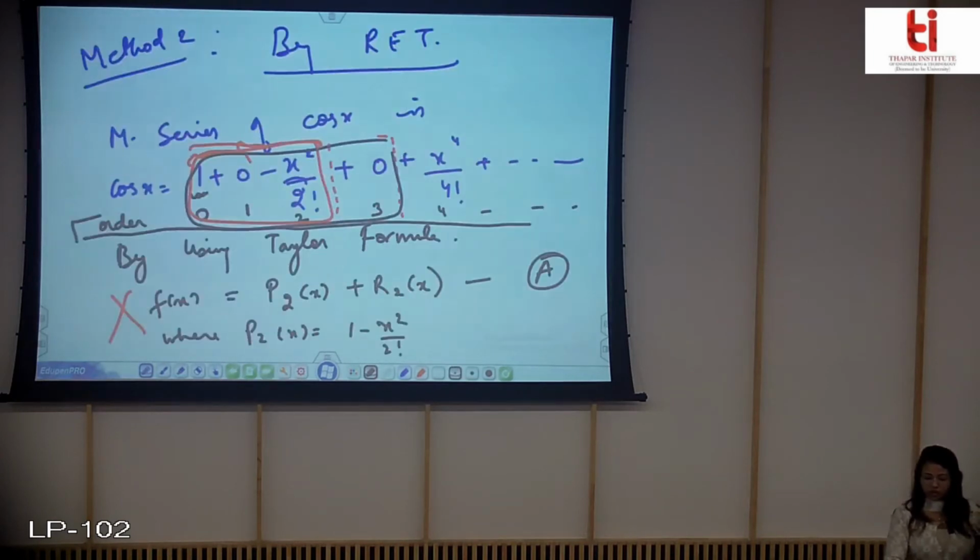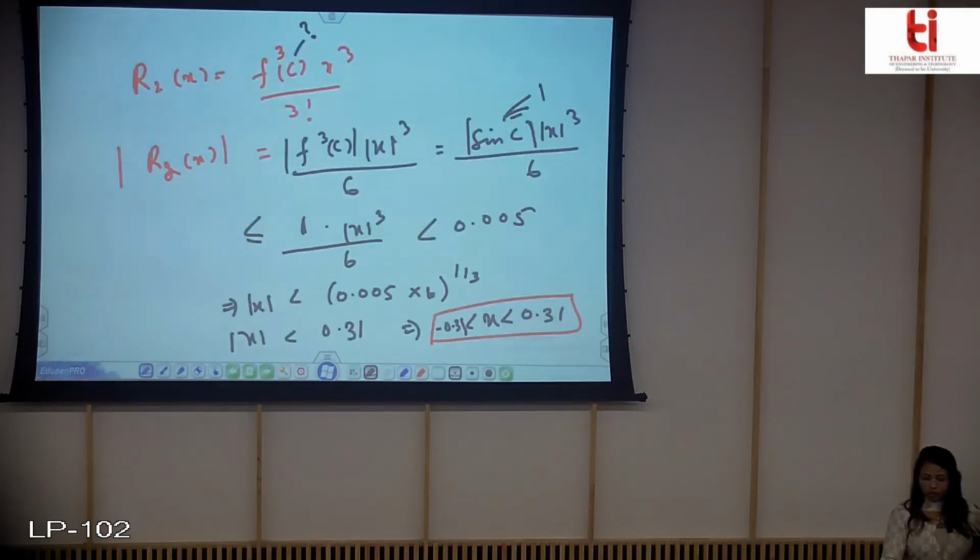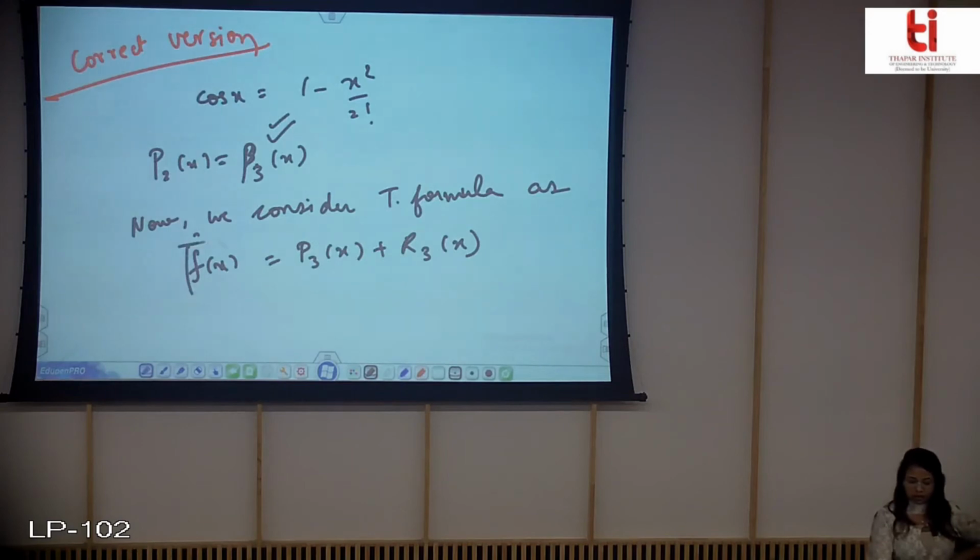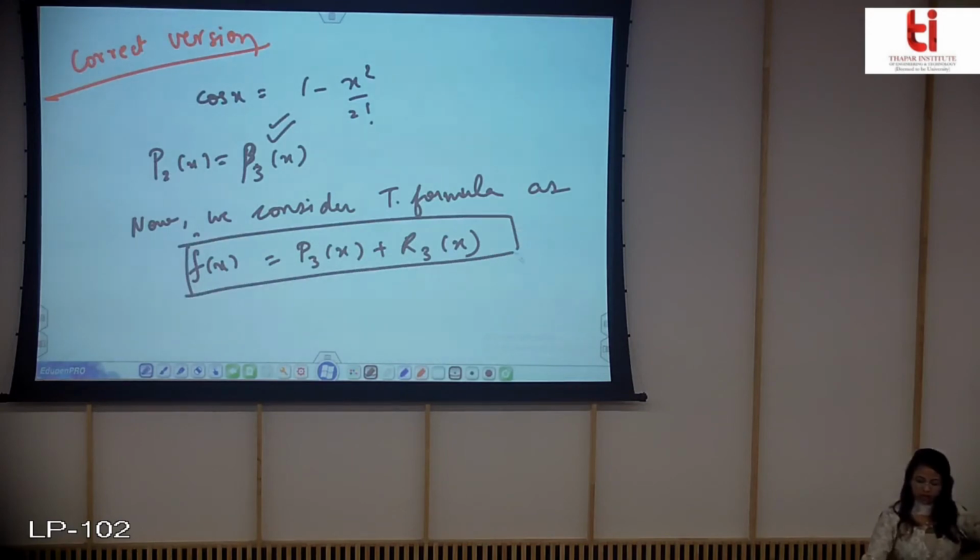The initial choice was wrong because of this 0. So I hope you are understanding that whenever the next term is 0, for the expansion of the Taylor series or Maclaurin series, you will always consider the higher order polynomial. Okay, so we have R3(x) as f4(c) x to the power 4 by 4 factorial.